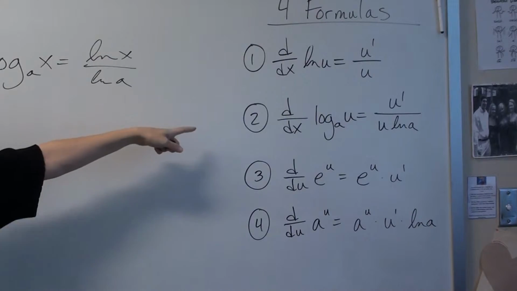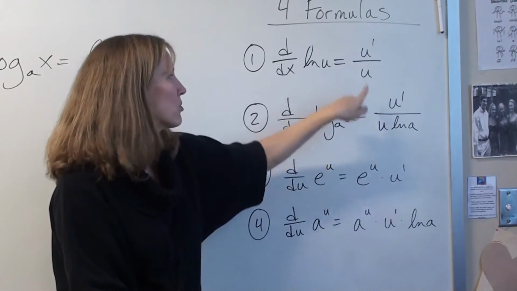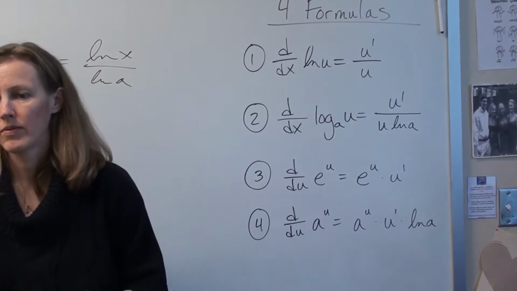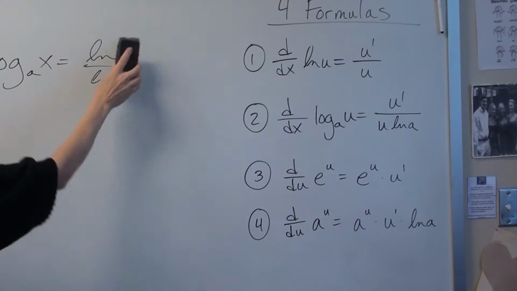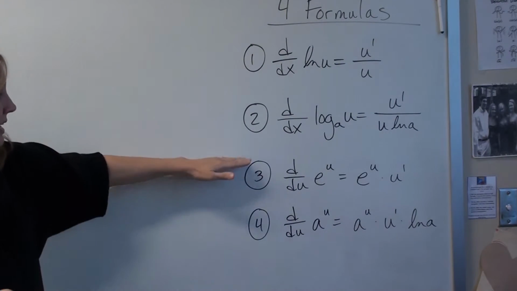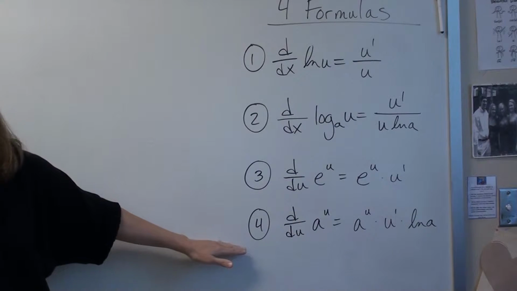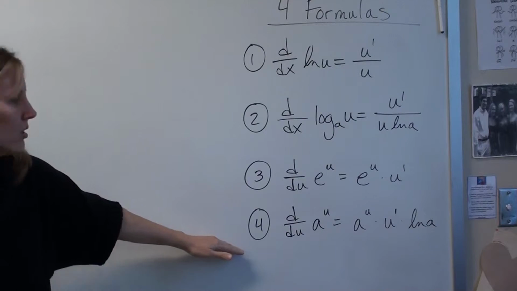So it's the same kind of thing. If you divide out the ln a, the natural log of the base, you're left with just a natural log, right? So it's almost the exact same formula. As a matter of fact, we'll get to that in a second. And then a to the u is just like e to the u, except you have to multiply by ln a, again, to change the base.